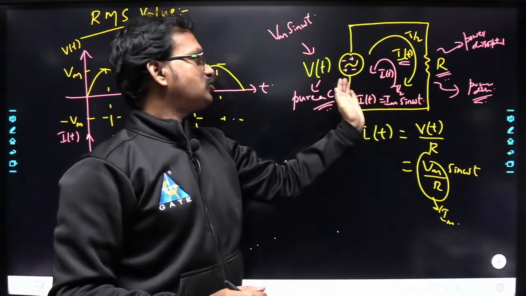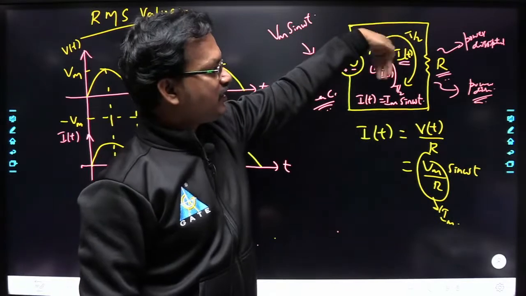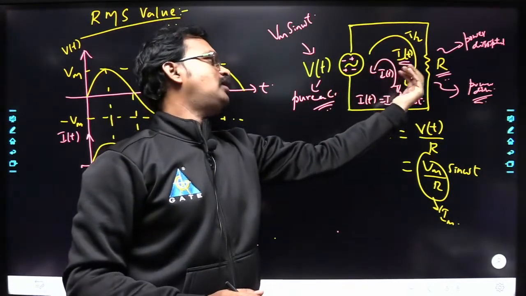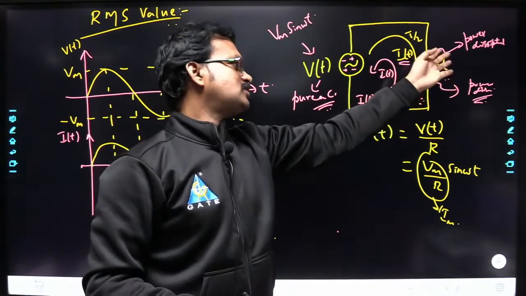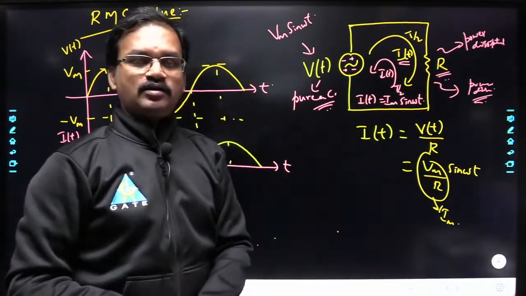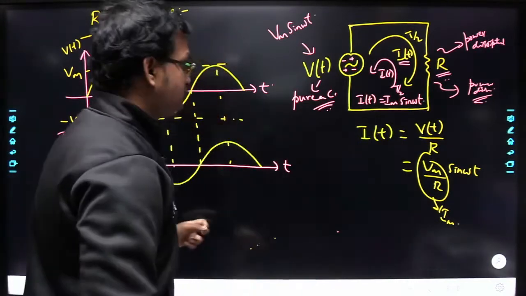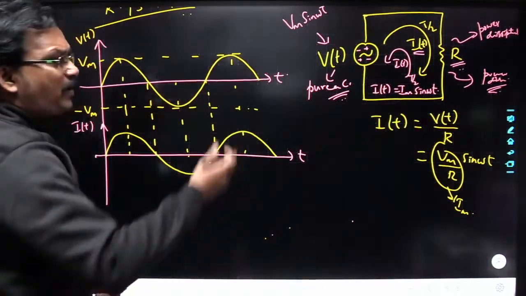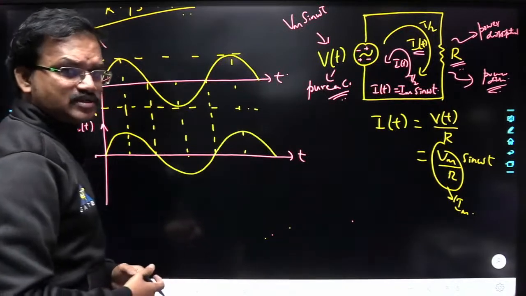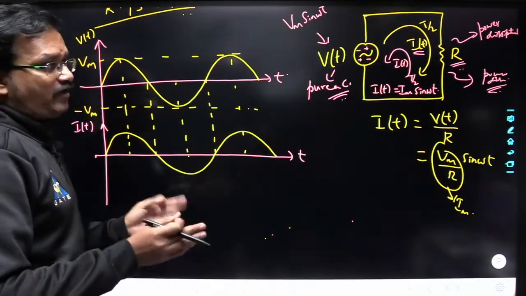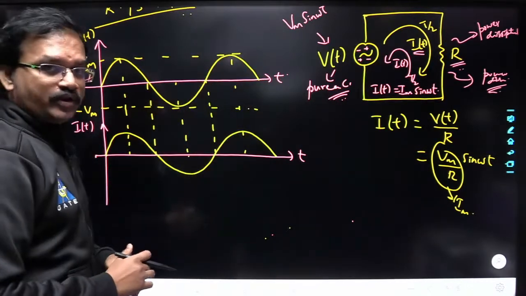So whenever during positive half cycle the current is flowing like this, the power is dissipating. During negative half cycle the current is flowing in anti-clockwise direction. In that case also the power is dissipating across the resistor. Right? So that means the power that is dissipating across the resistor is not equal to 0. It is having some value over a time period T.